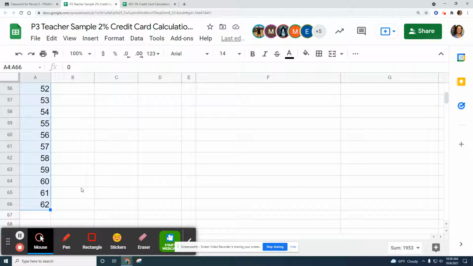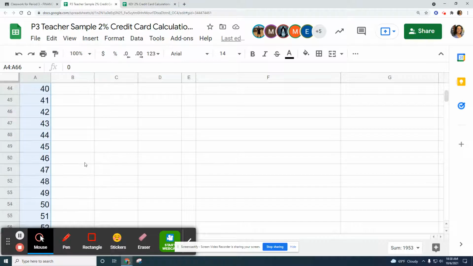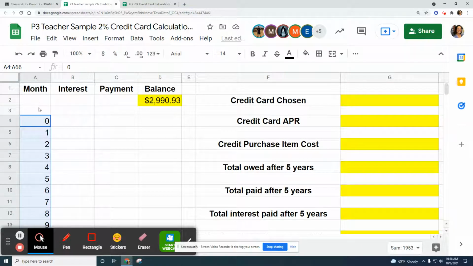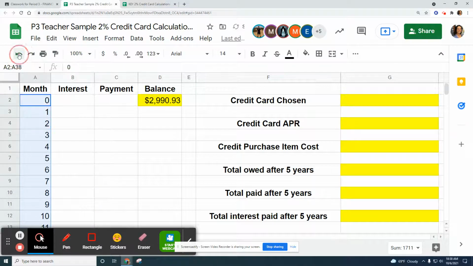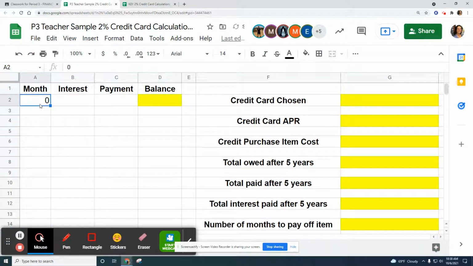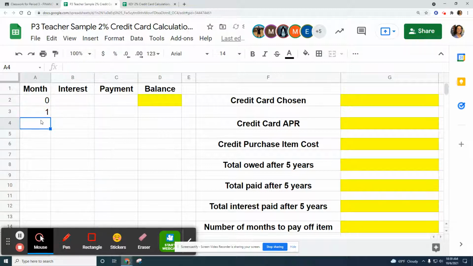Oops, I did the whole thing. All right, check this out. I'm going to do it one more time for someone that's way behind. In box A2, I've got a 0. In A3, I typed a 1. This is letting the computer know that I want to go sequentially. I want to keep counting by +1, +1.